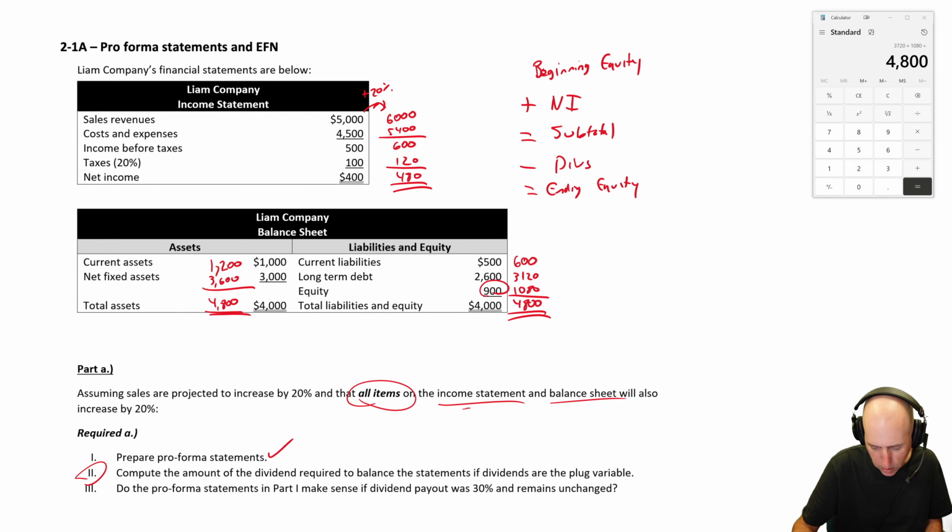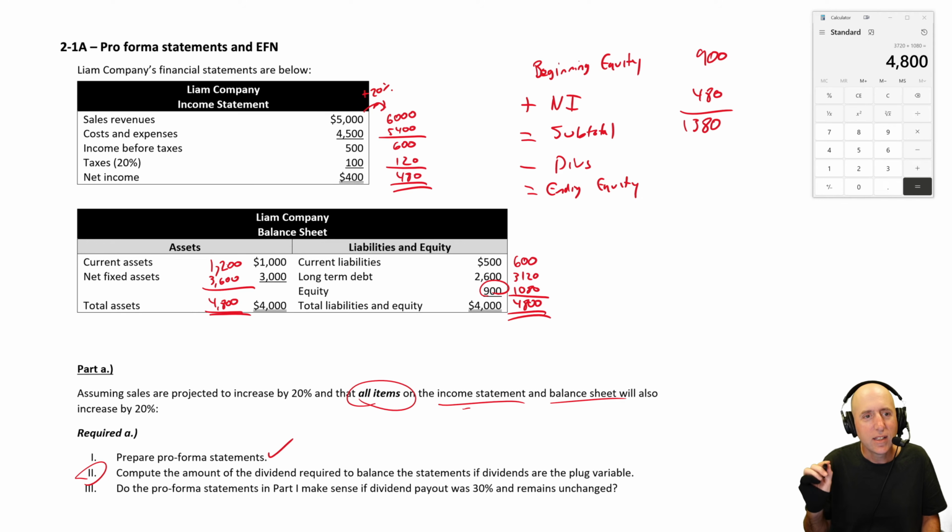So our beginning equity was $900. We're expecting it to go up to $1,080. So our beginning equity was $900. We add net income. Our net income is $480. So 900 plus 480 gives us $1,380.